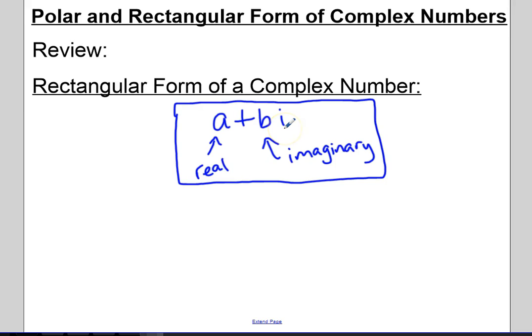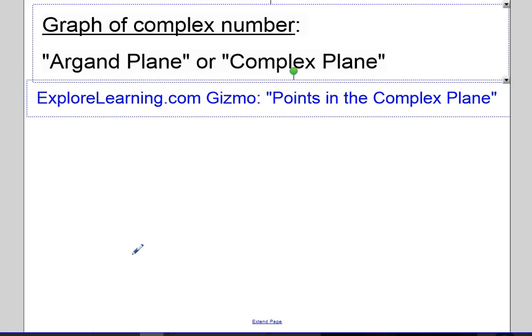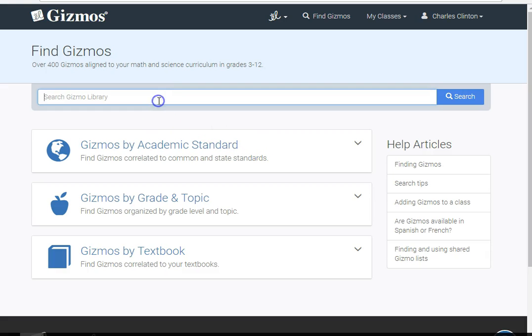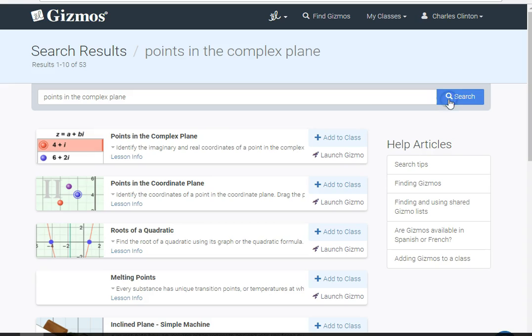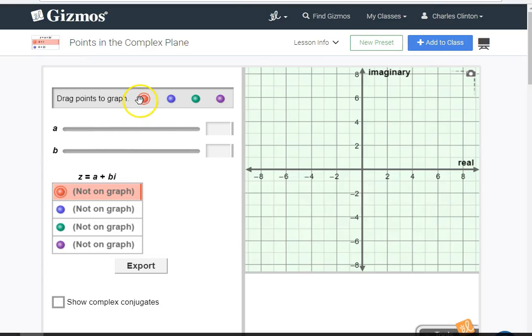What I'd like to use, and maybe you'd like to use as well, is a gizmo on explorelearning.com. So you have a login for explorelearning.com, but you may also just use the 5-minute free trial. You won't need more than 5 minutes. And what we're going to go to is this particular gizmo on the Argand plane, or the complex plane, also called points in the complex plane. You can just browse gizmos. And we're going to go to that gizmo. So what this gizmo allows us to do is plot some points.